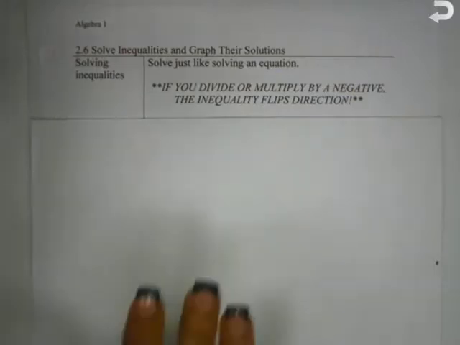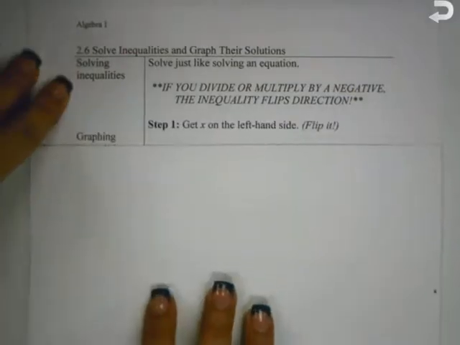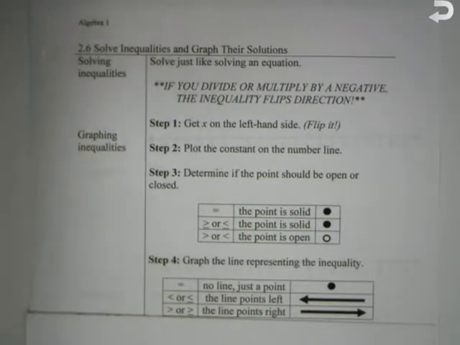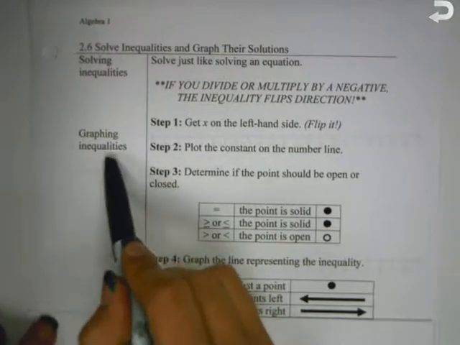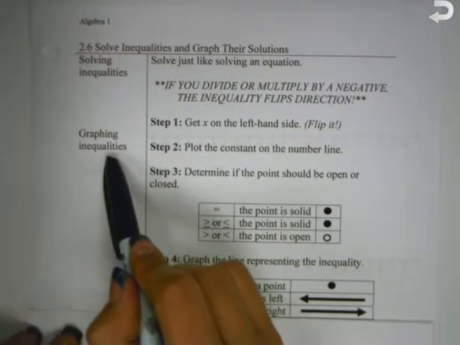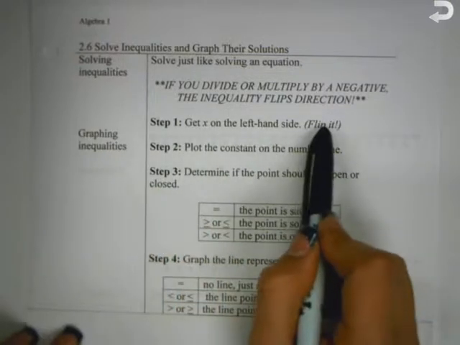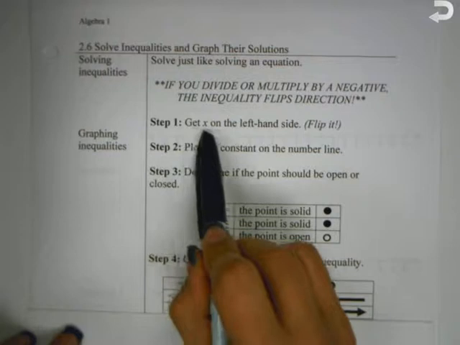So we have a few steps we need to write down. Really quickly, graphing inequalities, that's our main idea. The first step is we want to get x on the left-hand side, and I want you to always get x on the left-hand side.